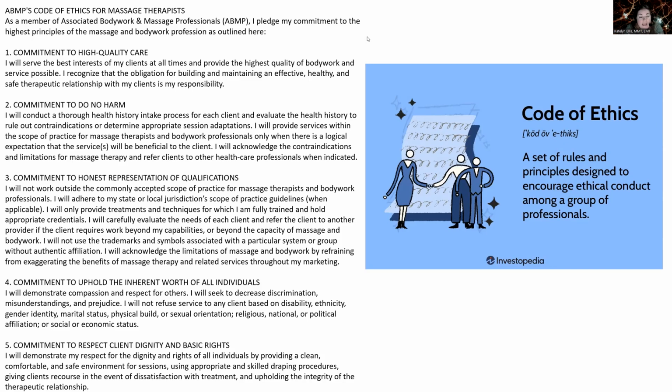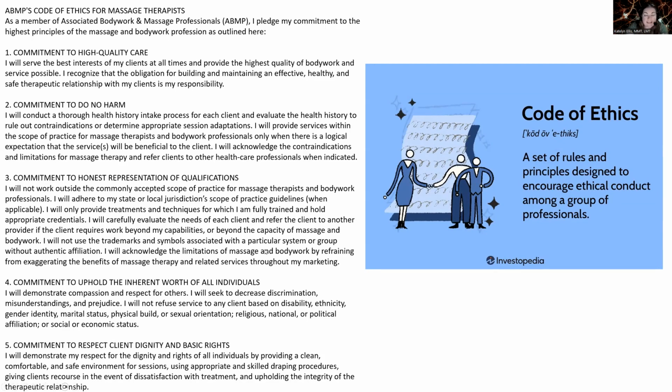Commitment to uphold the inherent worth of all individuals, all right? We talk about diversity a bit in this class, equity, inclusion, and all that good stuff. You definitely have to treat every client with compassion and respect and to decrease discrimination in every aspect. I'm not going to wax poetic on this now. We are going to cover that in a moment.